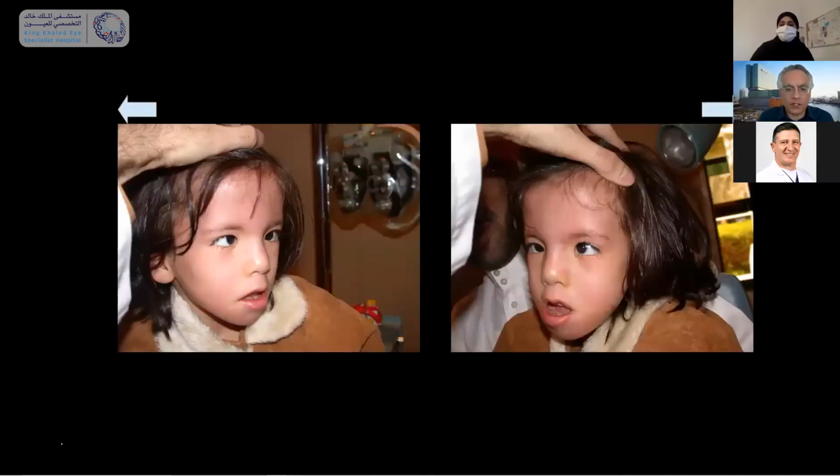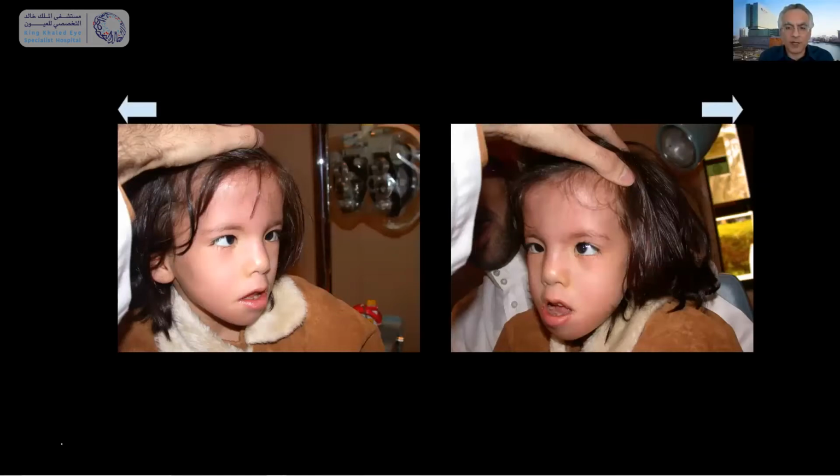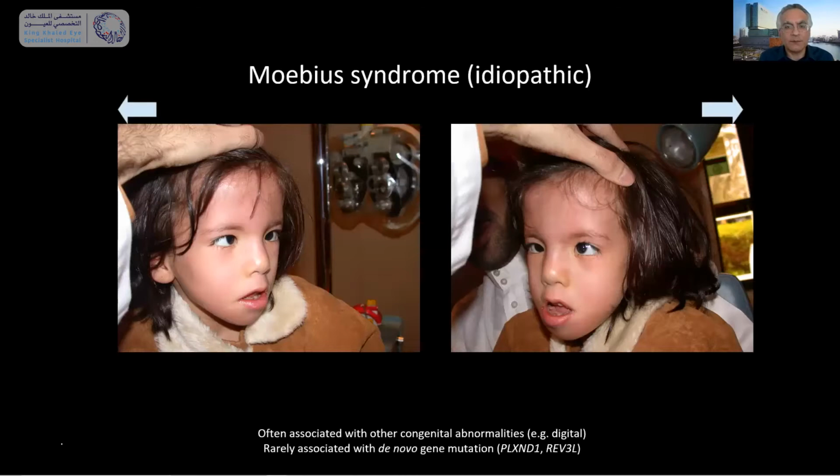Now here's a girl with esotropia and bilateral inability to abduct. When you look at her, she also has facial diplegia, that is, she has bilateral facial palsy, bilateral sixth nerve dysgenesis. She has Moebius syndrome. And Moebius syndrome is definitely a CCDD, but the vast majority of cases are idiopathic.